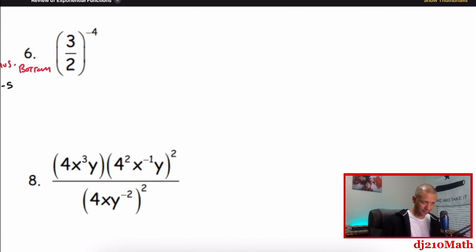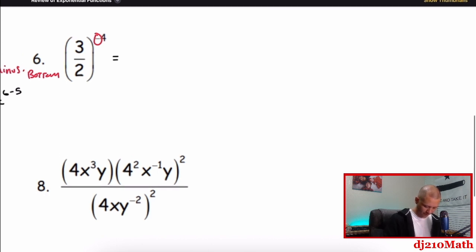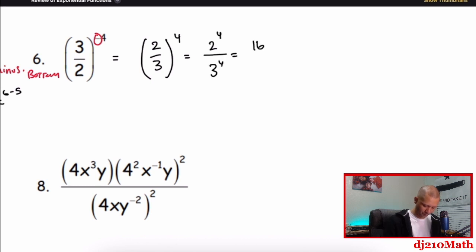All right, number 6. The negative is going to reciprocate the fraction. And notice it's now positive. And then I'm going to apply the power to the top and the bottom.